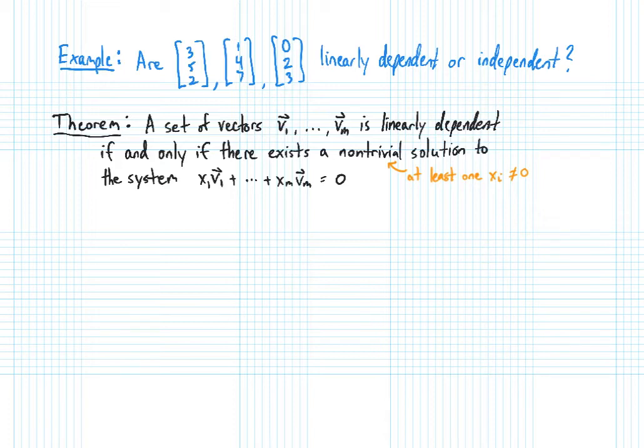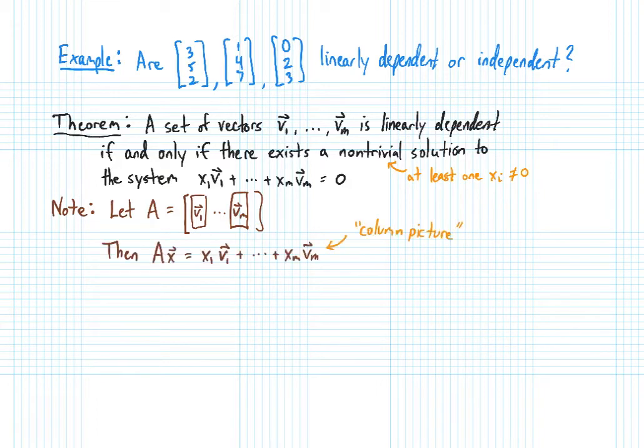Okay, so I'll prove the theorem in a second, but before I do that, let me just say a little bit about what this does for you. If we have these vectors v1 to vm, we can form the matrix, we'll call it A, whose columns are v1 to vm. Then, when you multiply A times a vector x, you actually get x1 times v1 plus x2 times v2, and so on. This is exactly the column picture for how matrices multiply times vectors.